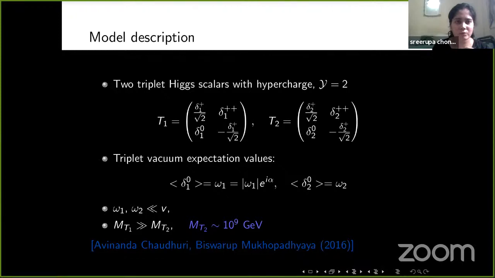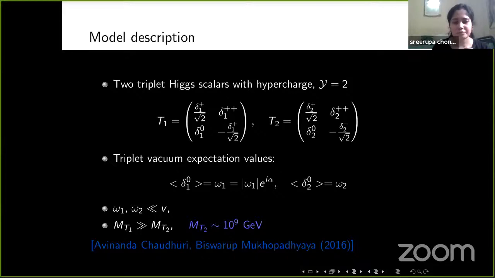Here we have extended the standard model by two triplet scalars, T1 and T2, each with hypercharge 2, and the neutral component of the triplet scalar acquires vacuum expectation values omega 1 and omega 2. We have chosen omega 1 to be complex here, having a phase alpha. I will be discussing it again later. These omega 1 and omega 2 are constrained by the rho parameter, and they are much less than the standard model Higgs vacuum expectation value v.